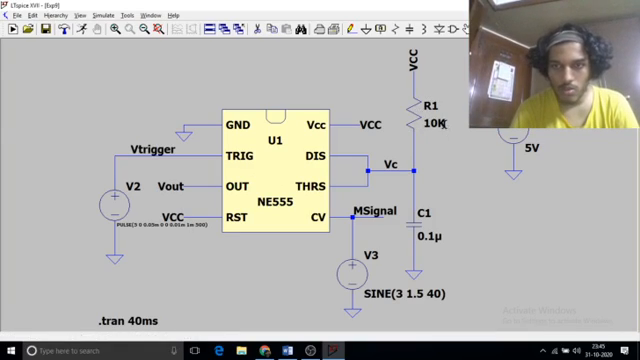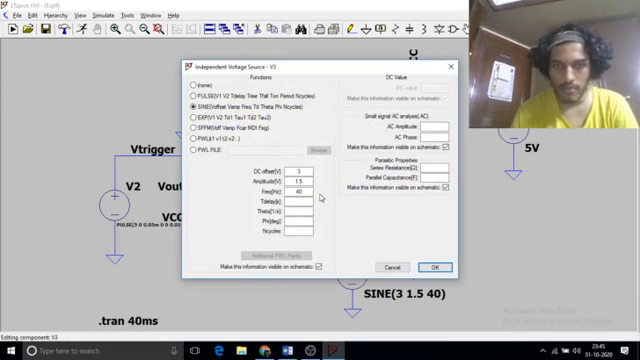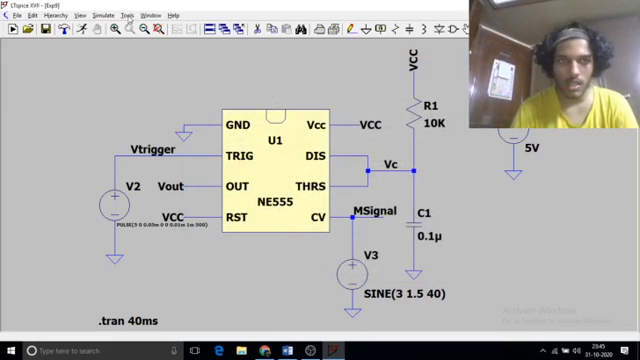I used a 10 kilo ohm resistor and a 0.1 microfarad capacitor. The modulating signal is of amplitude 1.5 and frequency 40 Hz. I will run this now and check the output.